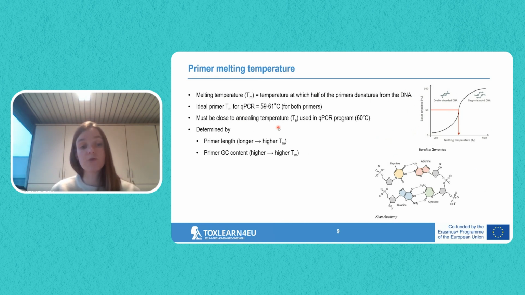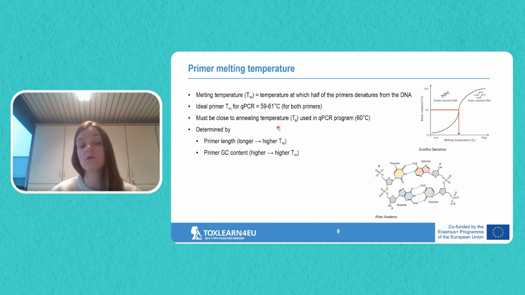So the annealing temperature is the temperature used in the second step of each qPCR cycle, where the primers will anneal to their template. And the melting temperature of primers should be close to this annealing temperature. And melting temperature is mainly determined by two factors. The first one is, as we discussed, the primer length.